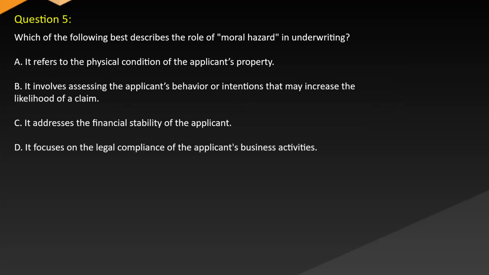Question 5. Which of the following best describes the role of moral hazard in underwriting? A. It refers to the physical condition of the applicant's property. B. It involves assessing the applicant's behavior or intentions that may increase the likelihood of a claim. C. It addresses the financial stability of the applicant. D. It focuses on the legal compliance of the applicant's business activities.